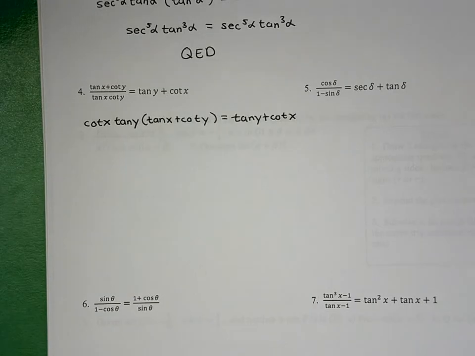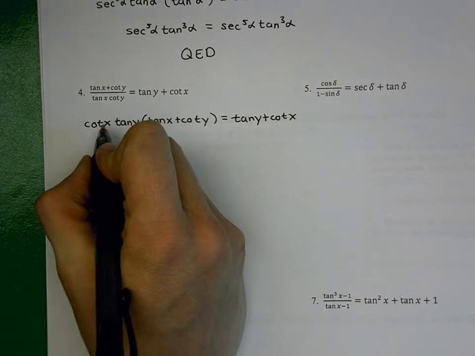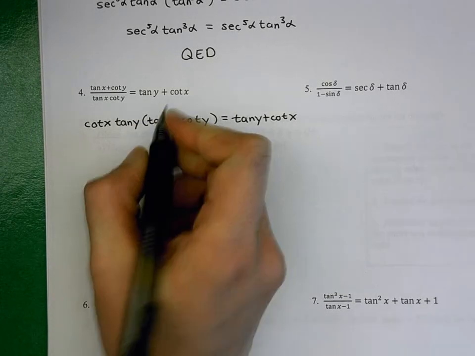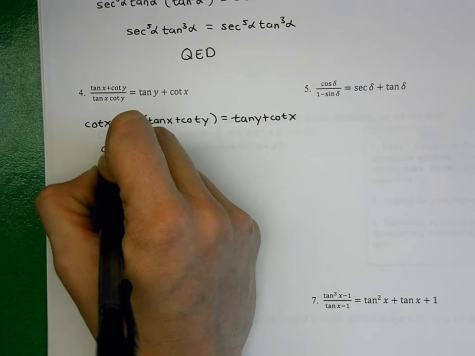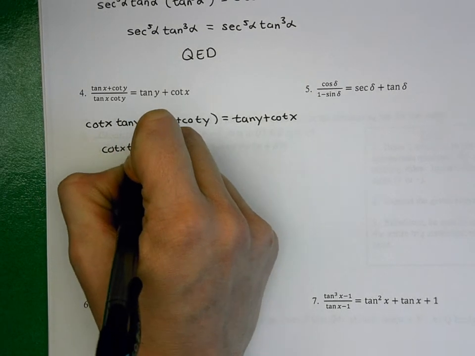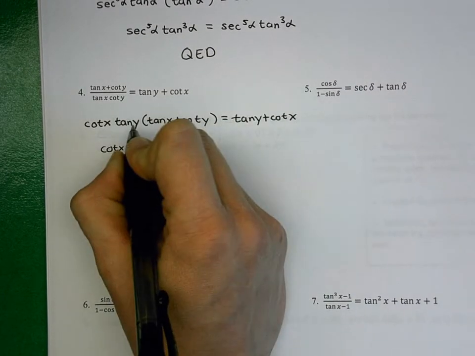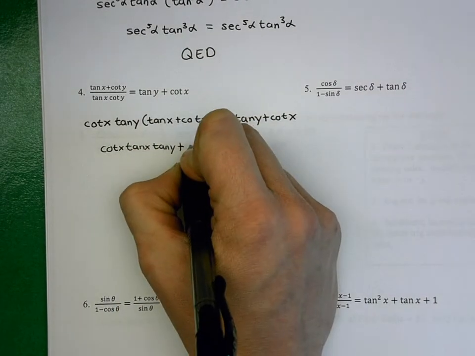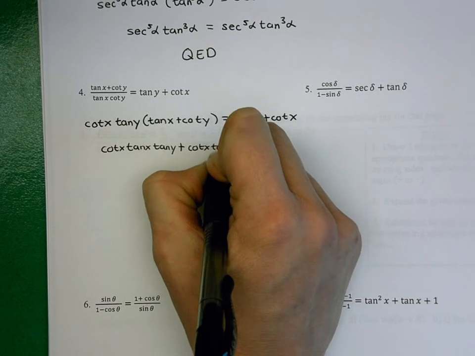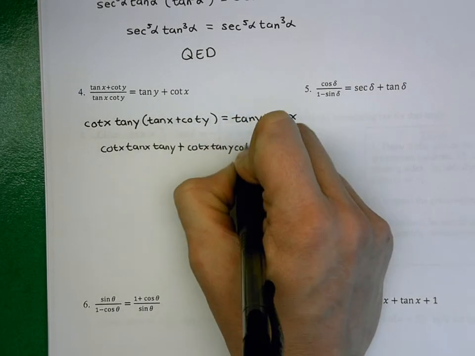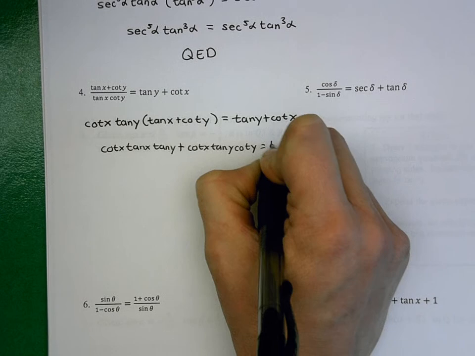Okay? So now I'm looking at the left, asking what else I could do to get it to look like the right. Well, the left has parentheses, the right doesn't. So maybe I try distributing. Cotangent x times tangent x times the tangent y, and cotangent x times the tangent y times the cotangent y. Right side stays the same.